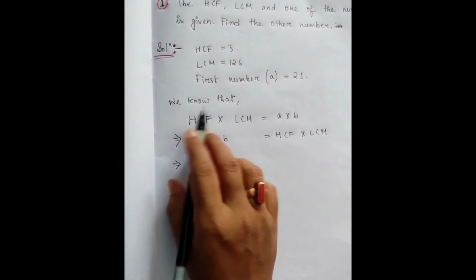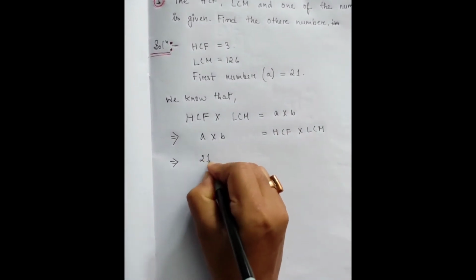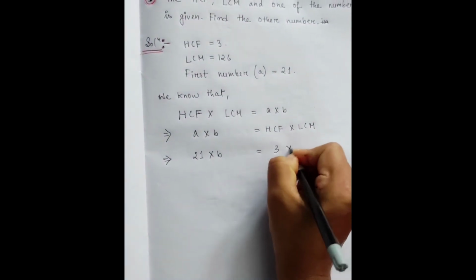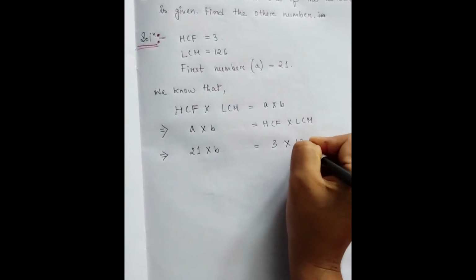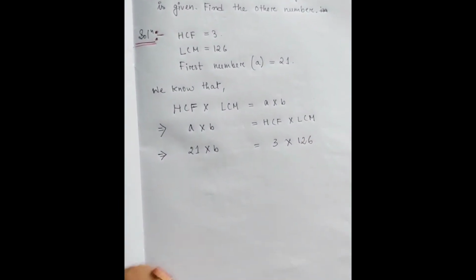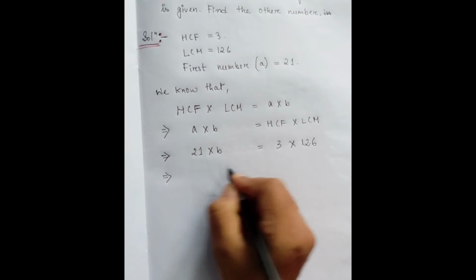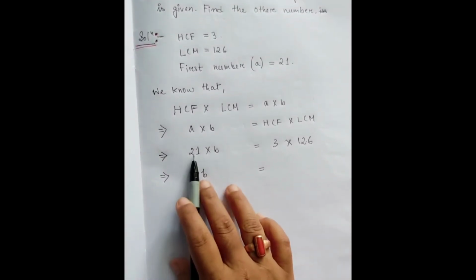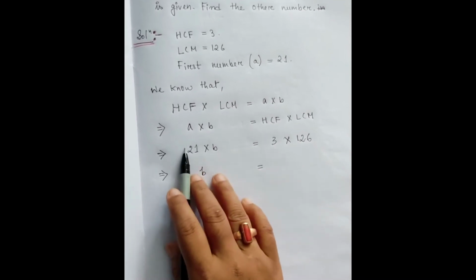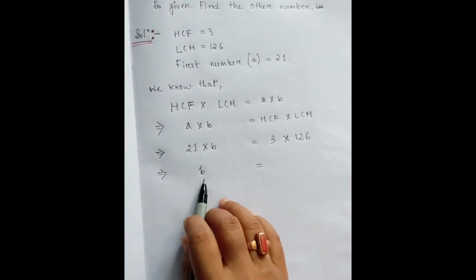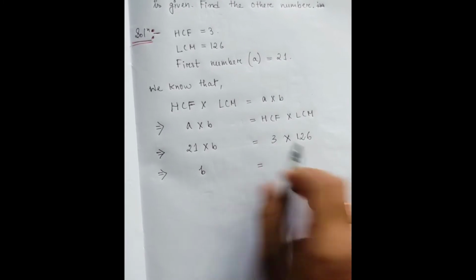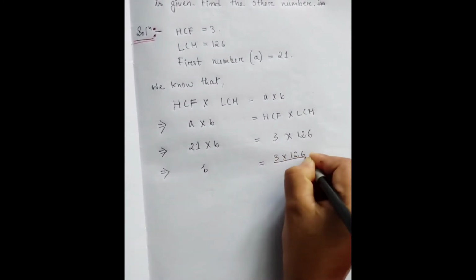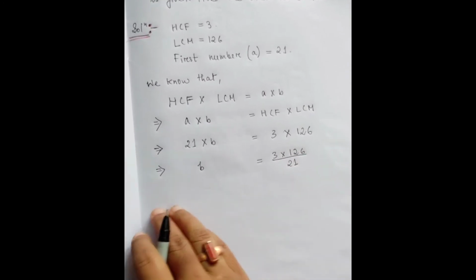Now A means 21, HCF is 3 and LCM is 126. Now what we will do? We will write B here, and then this 21 here, it is multiplication. So what we will do to find B? We will have to divide. So B is 3 into 126 divided by 21.